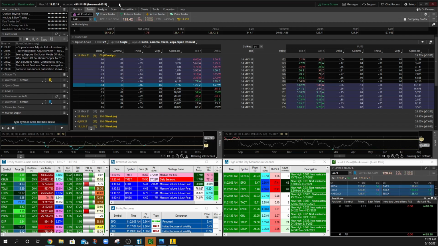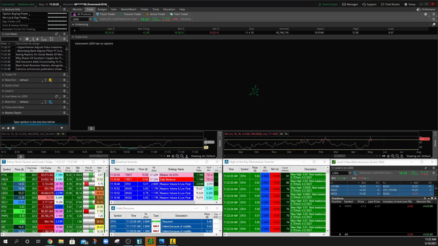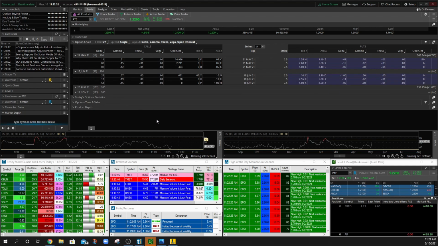Just because you think a stock's going to move, you need to look at spread. Look at this, for example. Let's go look at something that has a really bad spread. So look at this. PTE has an options chain, all right? PTE, for some crazy reason, a dollar stock, has an options chain. Why would you not want to trade these options?